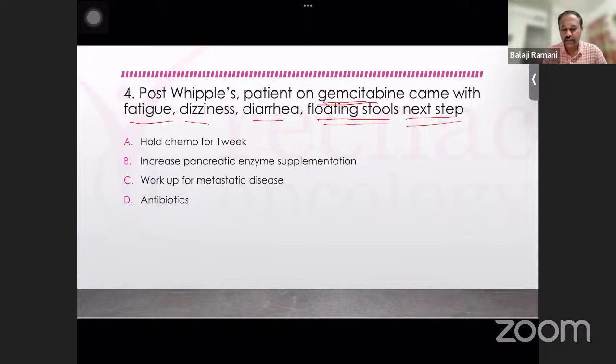Now, is it gemcitabine related toxicity? Is it metastatic disease which is causing this? Is it an obstruction or an infection which is causing this? What is the reason for this? Here, the clear clue is in your floating stools. Whenever there are floating stools, it's essentially indicative of a lipase deficiency. This is indicative of a lipase deficiency.